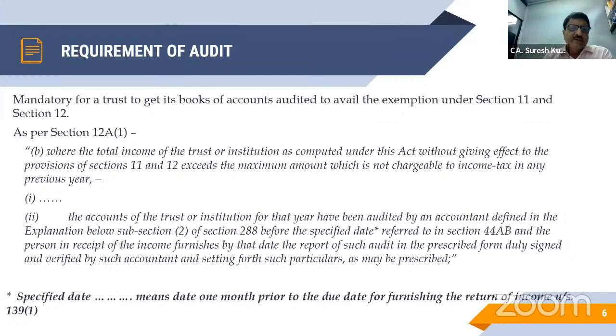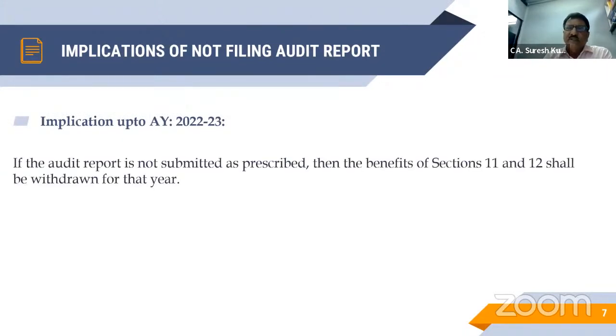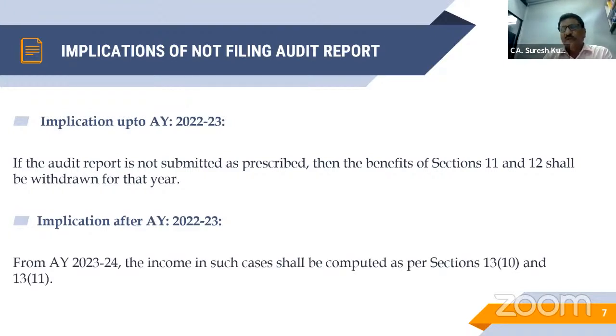And what shall be the implication if we are not submitting the audit report, not getting the audit done or not uploading it? Up to assessment year 22-23, this default resulted in withdrawal of the benefit of sections 11 and 12, and we have seen a huge demand just because of delay in submission of Form 10B. But from assessment year 23-24, for this default there is no complete withdrawal of sections 11 and 12. There will be new provisions, section 13(10) and section 13(11), under which the income shall be computed. So basically, from assessment year 23-24 there will not be a complete withdrawal, but income shall be computed as per sections 13(10) and 13(11).